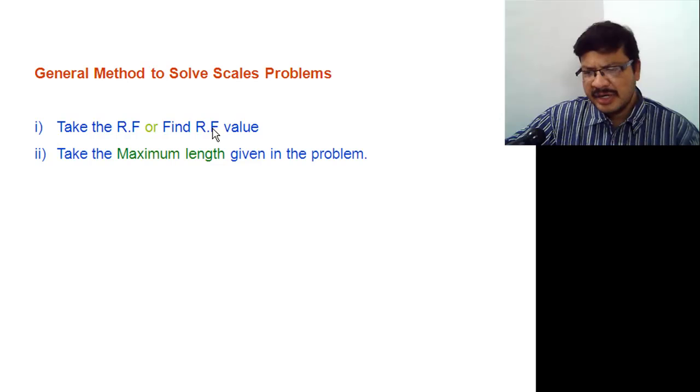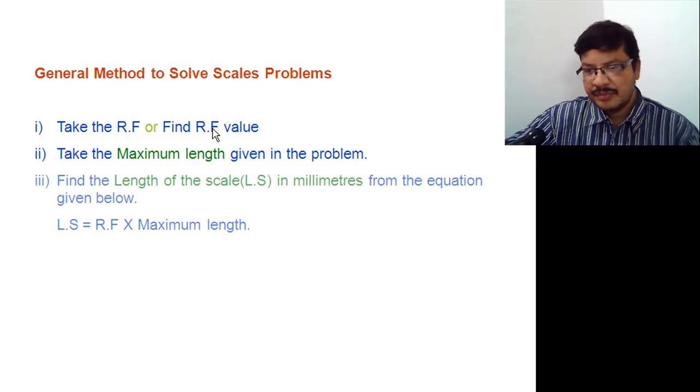Second step is read the problem carefully and extract the maximum length given in the problem. For a particular maximum length only, any graphical scale can be drawn. That's why extract the maximum length value given in the problem in the second step. In the third step, find the length of the scale in millimeters using the following relation. The length of the scale is equal to product of RF and maximum length.